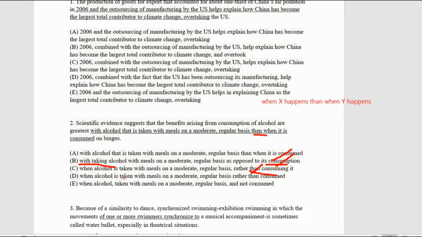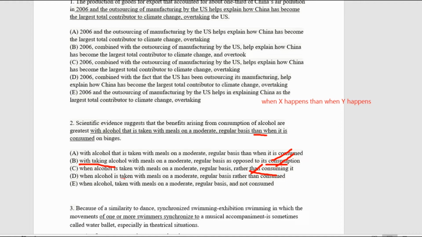Yes, that can be, because there is one point of omitting some words, like ellipsis. So we don't need to repeat the same structure. For example, when alcohol is taken with meals on a moderate regular basis, rather than when alcohol is consumed on binges, let's say. So here we can say when rather than when alcohol is consumed, or we can just say when consumed on binges. It is possible. Okay, we can omit the phrase in order to avoid repetition and long, repetitive structures. Okay, that's why D can be "when alcohol taken with meal and not consumed."